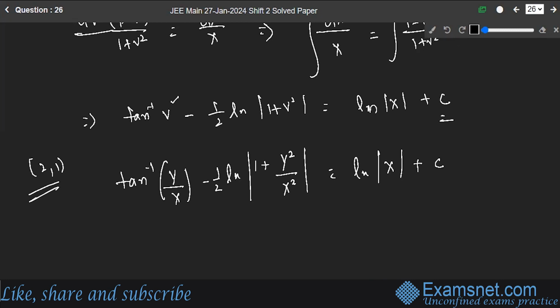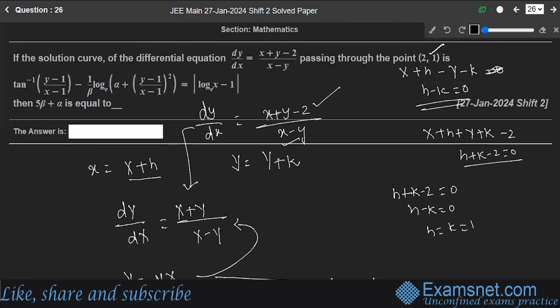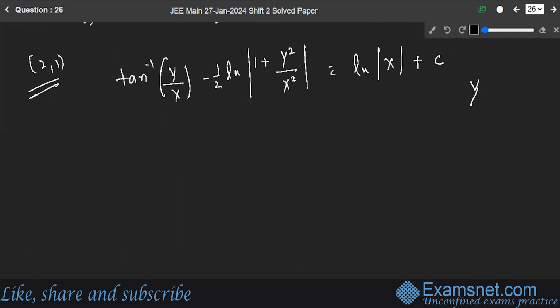Now we knew one thing, what was it? Small y is equal to capital Y plus k. So we had small y is equal to capital Y plus k, and k was equal to 1. So y minus 1 is equal to capital Y. Similarly, small x minus 1 is equal to capital X. Let's fill these things in this equation.